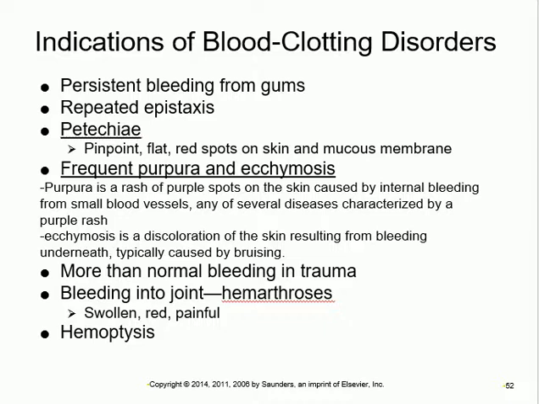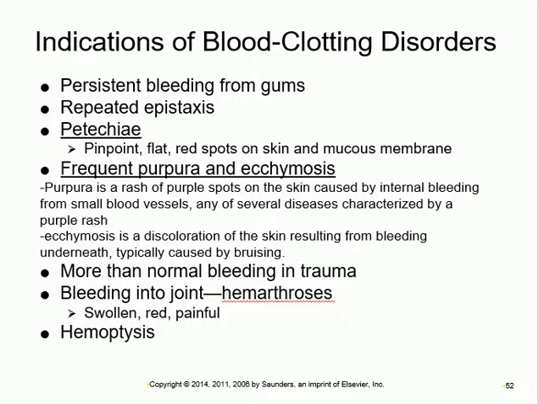Something like persistent bleeding. I always have bleeding from my gum. I always have bleeding from the nose for some reason. So you don't have enough blood coagulation: epistaxis, which is blood from the nose. Petechiae: if I look at your skin, I see red spots all over your body. This is because you don't have an efficient coagulation system, so you have petechiae, which are very tiny red spots, a little bit of bleeding under the skin.